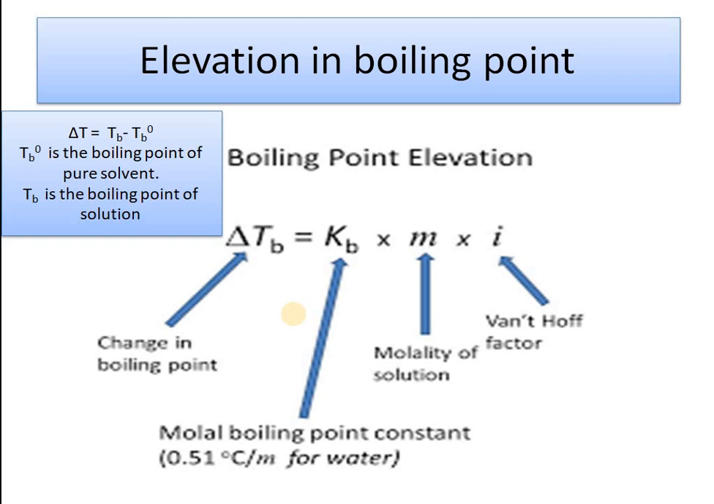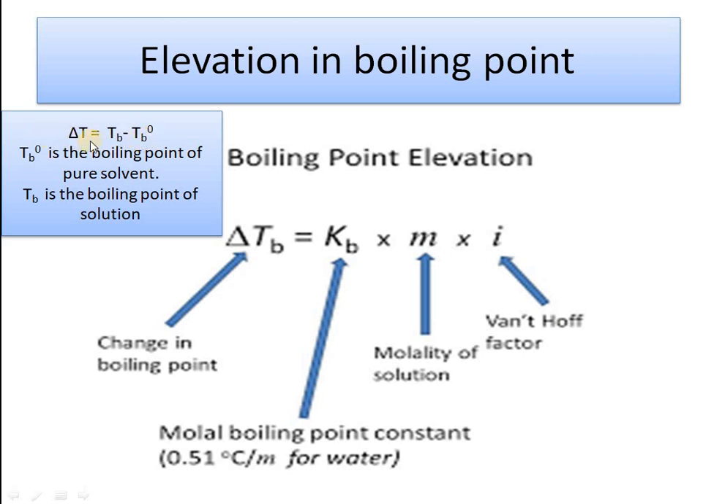Now if we are taking pure solvent at normal atmospheric pressure, the boiling point is 100 degrees Celsius. That we know. That is the standard state, that's why it's written naught there: TB naught, that is 100 degrees Celsius. But if you add urea to that, or sugar, or any non-volatile solute, what is going to happen? The boiling point will increase. If the boiling point is increasing, what is happening? TB is more than TB naught.